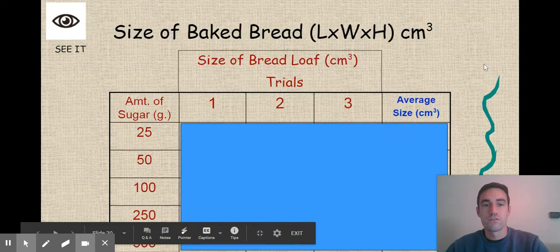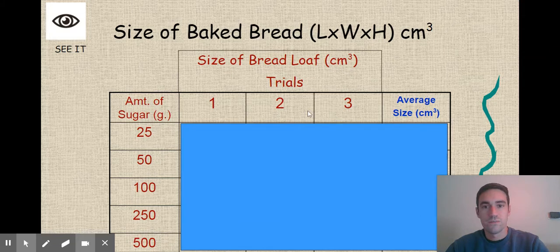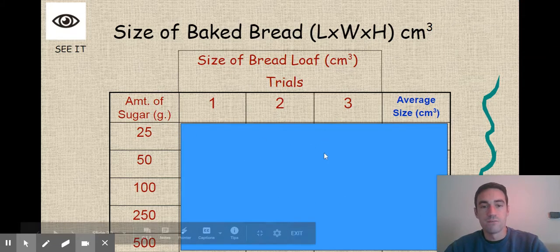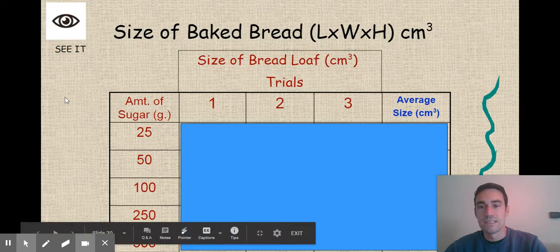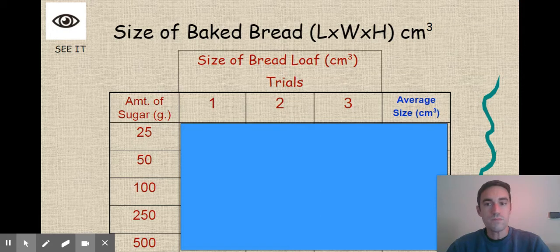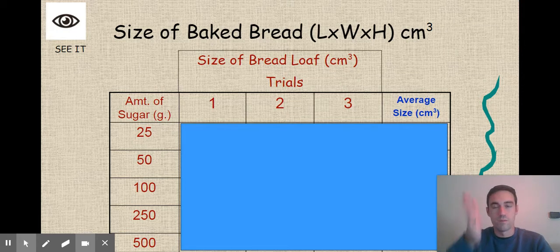The table that John creates looks kind of like this. Across the top, he has his 3 trials. He's going to fill in this information with the size of his bread loaf. And then down the side, he has his independent variable, or the amount of sugar that he's putting in each one. So his independent goes on the y-axis, up and down.